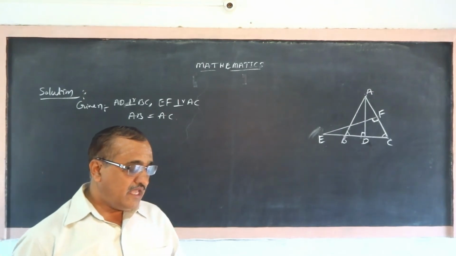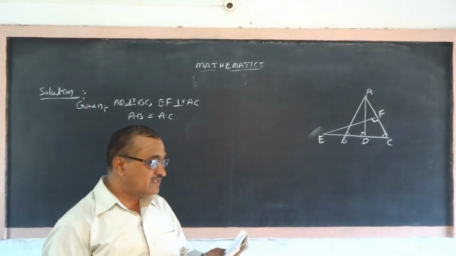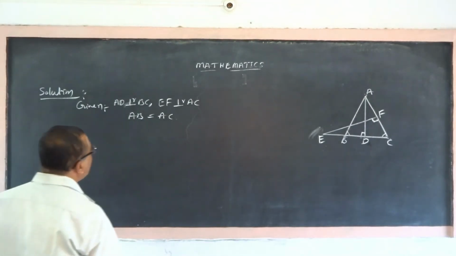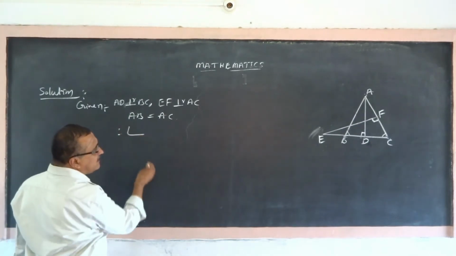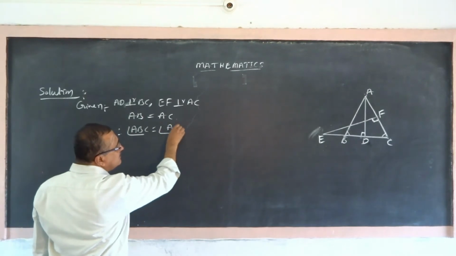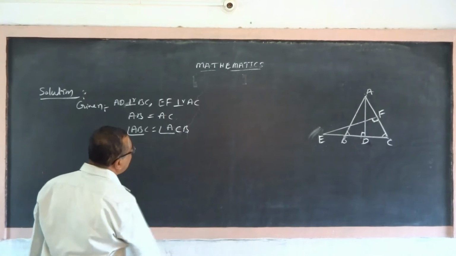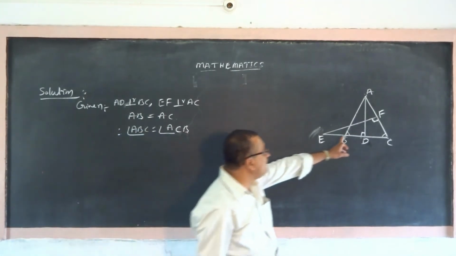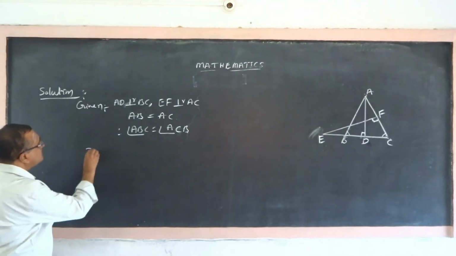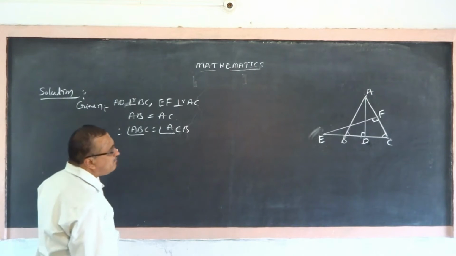ABC is an isosceles triangle with AB equals AC. Therefore, angle ABC is equal to angle ACB. That is, angle B is equal to angle C. Now take triangles ABD.